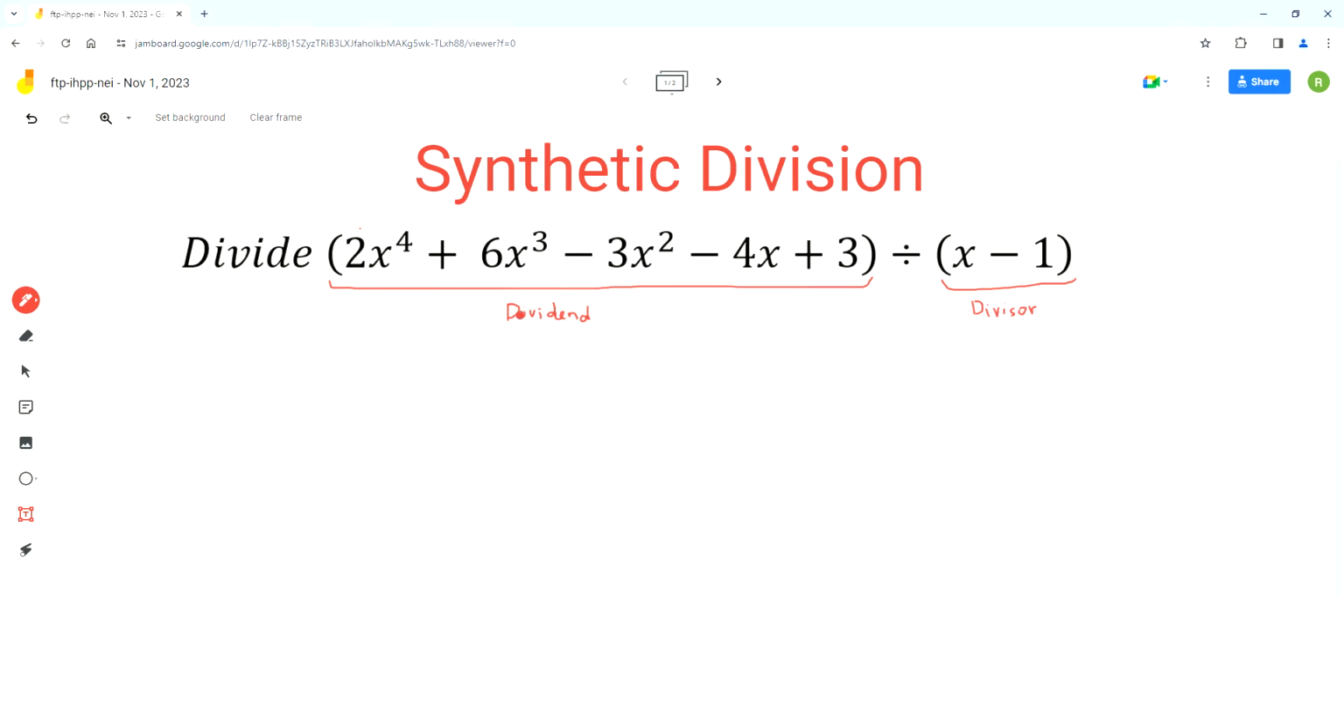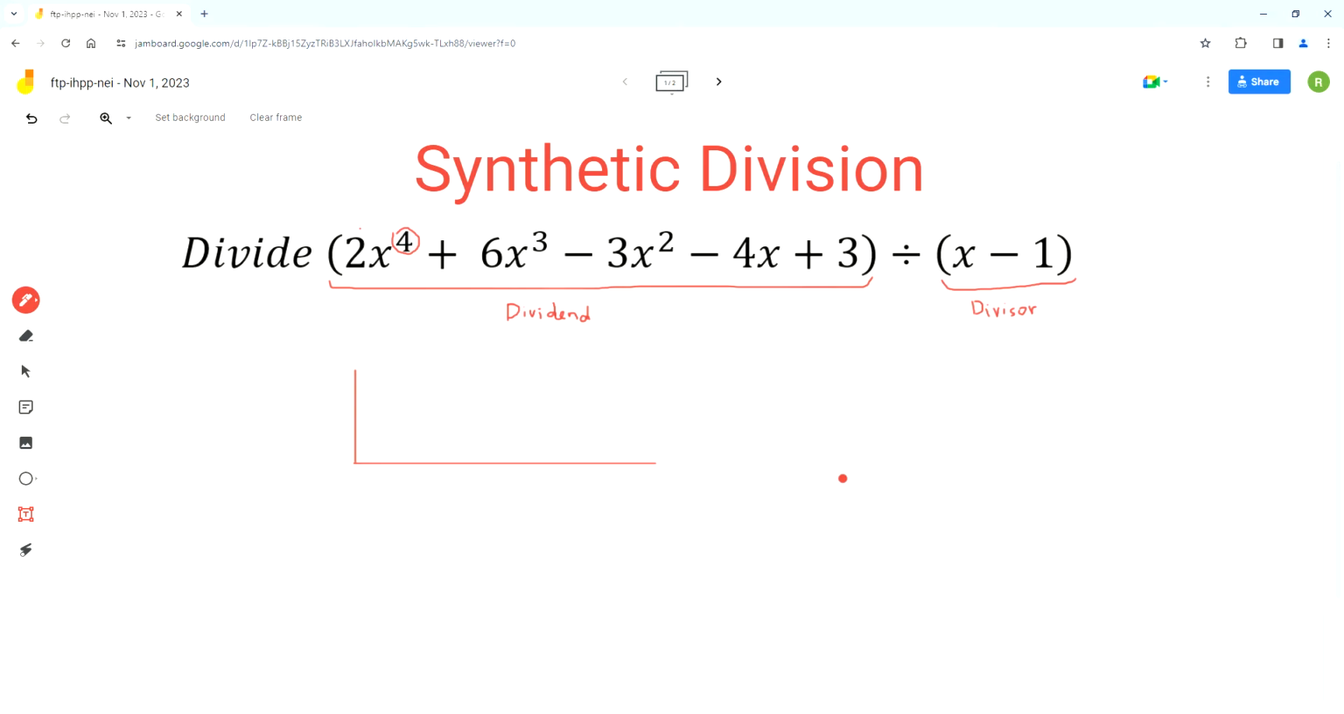These are some important terms you have to understand and memorize. Now this dividend here is a quartic function because the highest power on the variable x is 4. Let's start with the synthetic division setup. As you know, for synthetic division, this is the symbol we use to do the setup. So this is the division symbol for synthetic division.